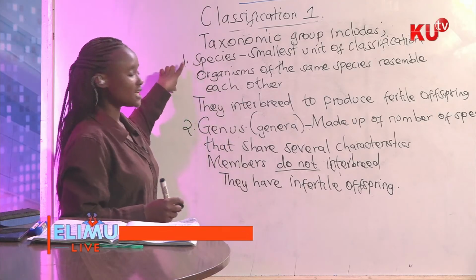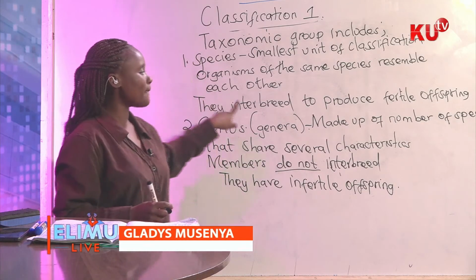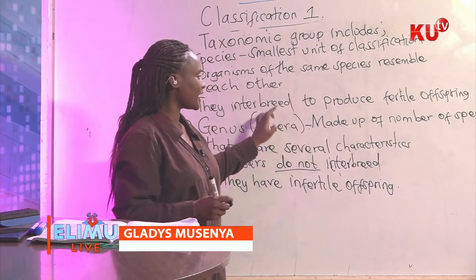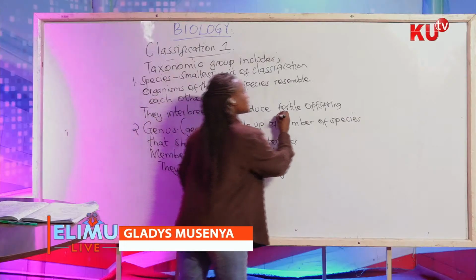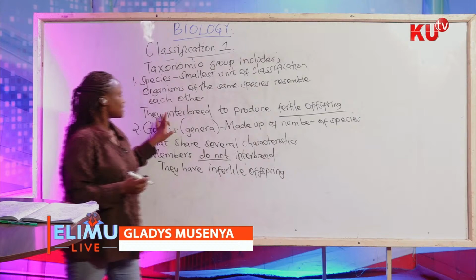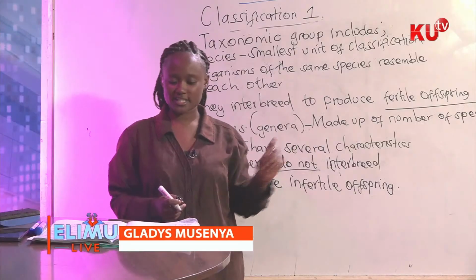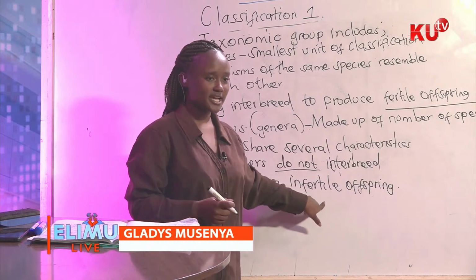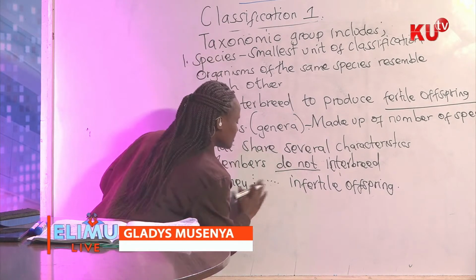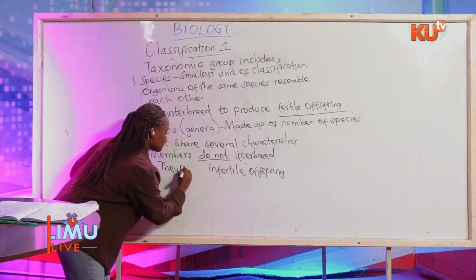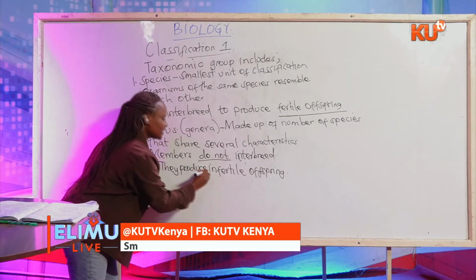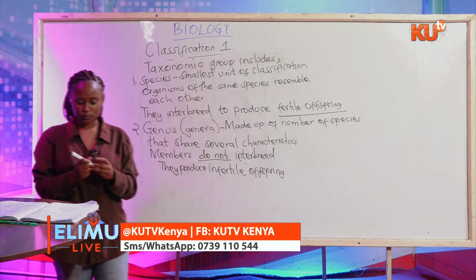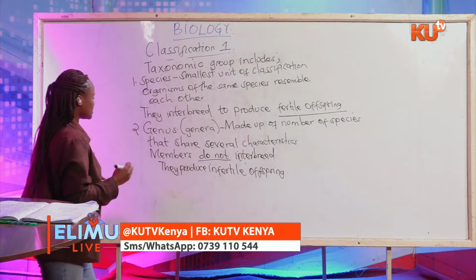And remember, I've said in species, they interbreed to produce fertile offspring. But in genus, they produce infertile offspring. Now we go to the third unit, which is family.